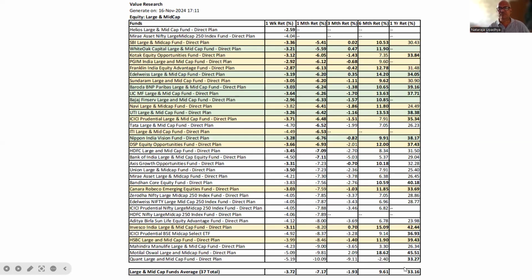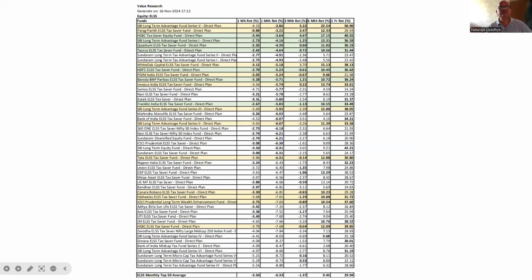Annual average is 33.16%, negative return for 1 week, 1 month, and 3 months. The best annual return among the green ones is the Baroda BNP Paribas Large and Mid Cap Fund at 39.16, and the ones in green are White Oak Capital Large and Mid Cap Fund, Edelweiss Large and Mid Cap Fund, Baroda BNP Paribas Large and Mid Cap Fund, LIC MF Large and Mid Cap Fund, UTI Large and Mid Cap Fund, Nippon India Vision Fund. We are moving to the next one now.